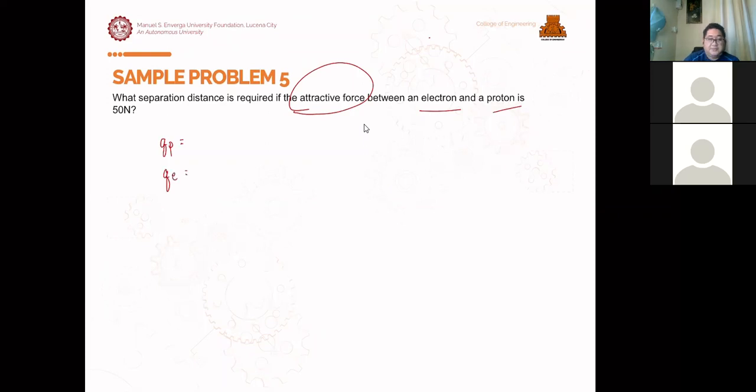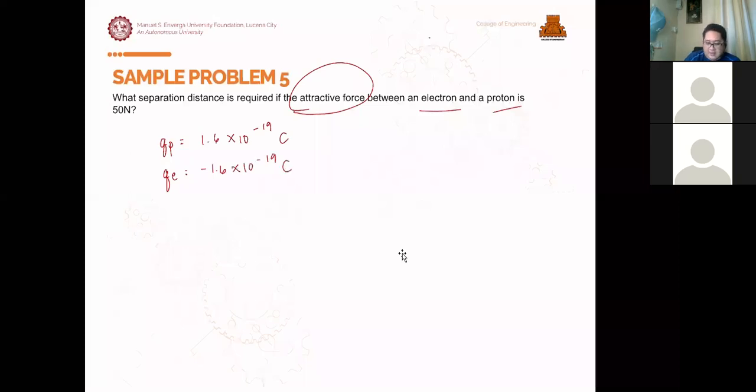Anong value natin? 1.6 times 10 raised to negative 19, kanina 1.6. Thank you, Ms. Robillosa. Times 10 to the negative 19 ba? I'm not sure. Let me check para di tayo pa ulit-ulit. Yes. Negative 19. Tama na yan. Coulombs. Okay. So, kay proton positive, pero kay electron ay negative yung value niya.